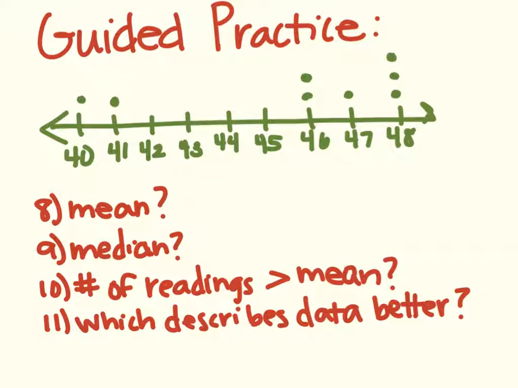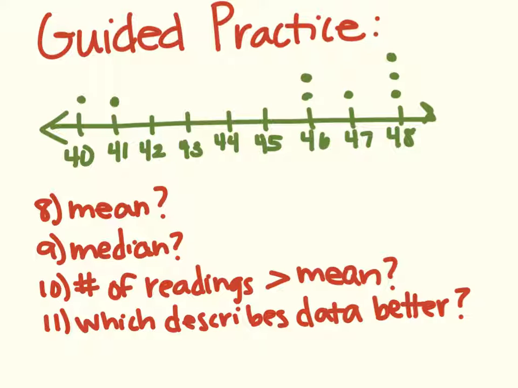Okay, folks, here's your last guided practice for 14.2. The lowest temperature in a town is recorded over a few days. This dot plot shows these temperature readings. Each dot represents a single temperature reading. In question number 8, please find the mean temperature. For 9, find the median.